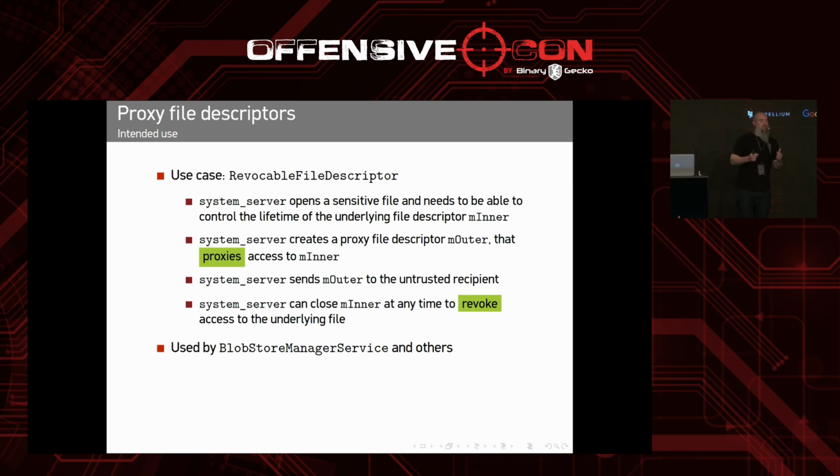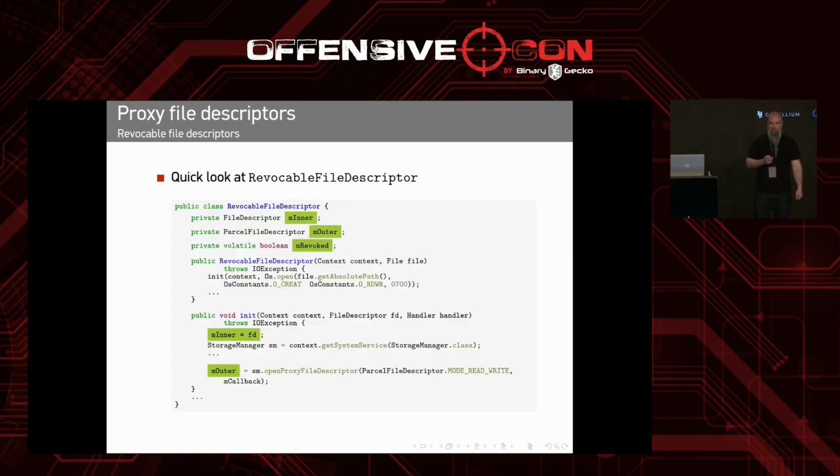So at any point in time, system server can close the sensitive file descriptor, and in this case, the remote end cannot read anything or write to it. This is how it is implemented. We have a simple class named RevocableFileDescriptor. You can see a mInner, which is the sensitive part, a mOuter, the proxy file descriptor, and a boolean named revoked, which indicates whether access to the sensitive file has been revoked or not.